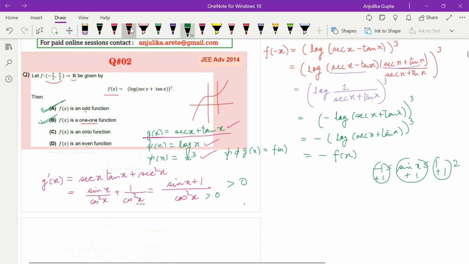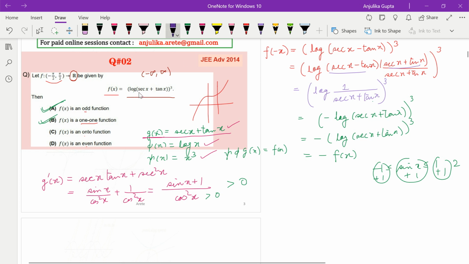Now what is remaining, whether it's onto or not? Onto means whatever is the codomain, the range is the same. The range is the same as the codomain. So what do you have to look for? You have to look for the range of this whole function, whether the range is the whole real line, that is negative infinity to positive infinity. So let's go one by one.